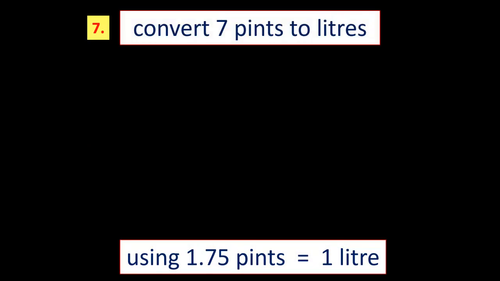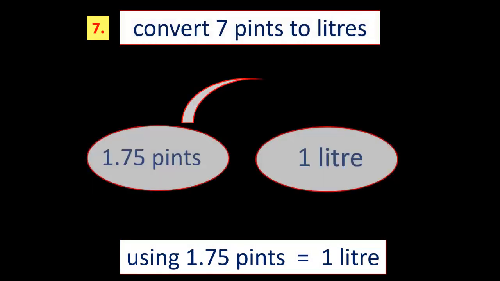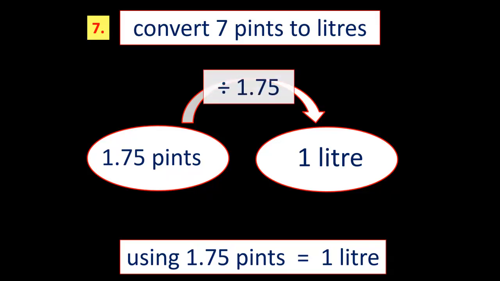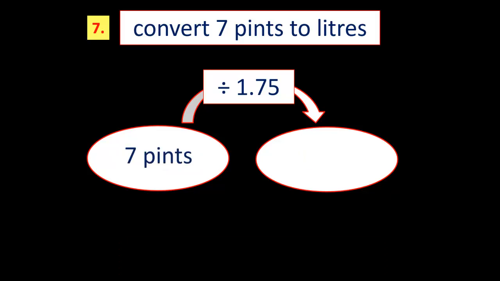Let's have a look at the last two. 1.75 pints is 1 litre. So 7 pints to litres, we're going pints to litres. We're going from a big number, 1.75, down to 1, so we're dividing. Okay, so 7 divided by 1.75 is 4 litres.